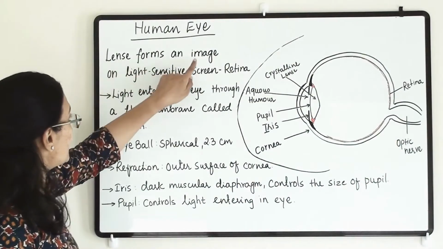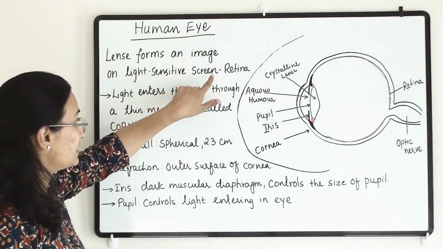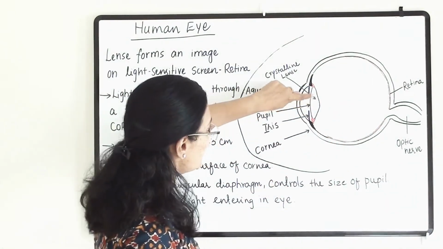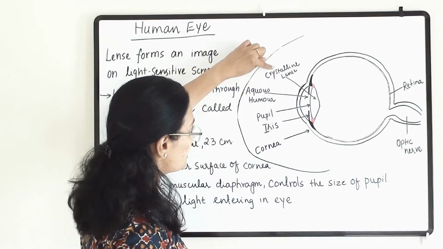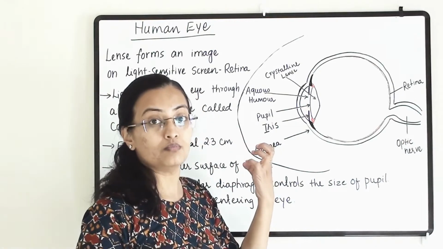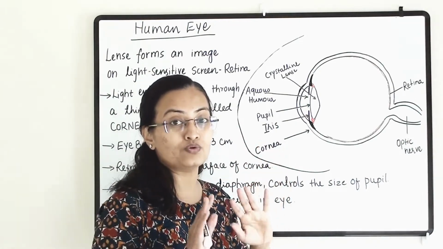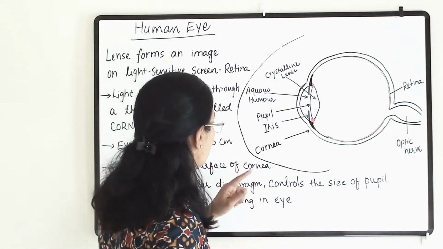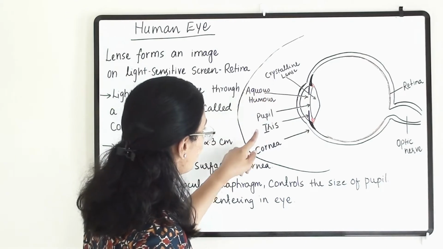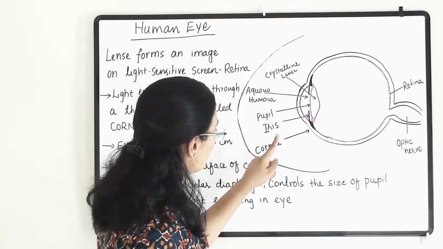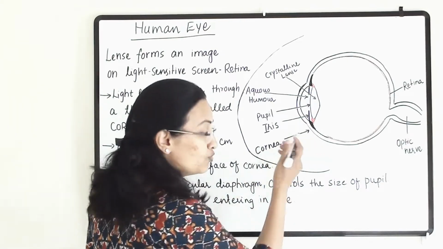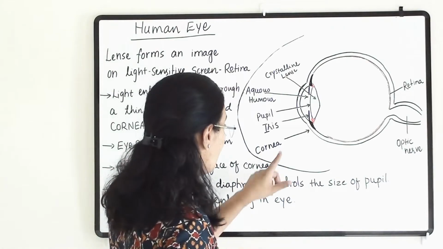The lens forms an image on a light sensitive screen, and that is called the retina. This is the structure of the eye, whereas this is our lens, known as the crystalline lens. Then here the aqueous humor will be there, which gives a watery substance and aqueous medium to the eye, so it will not get dry. Here this is the pupil just in front of the crystalline lens. Then the iris will be there, and then the cornea is there. This is the cornea where most of the refraction will happen for the eye.